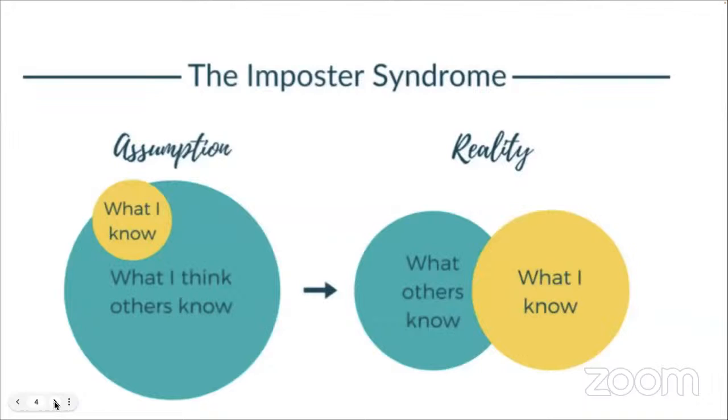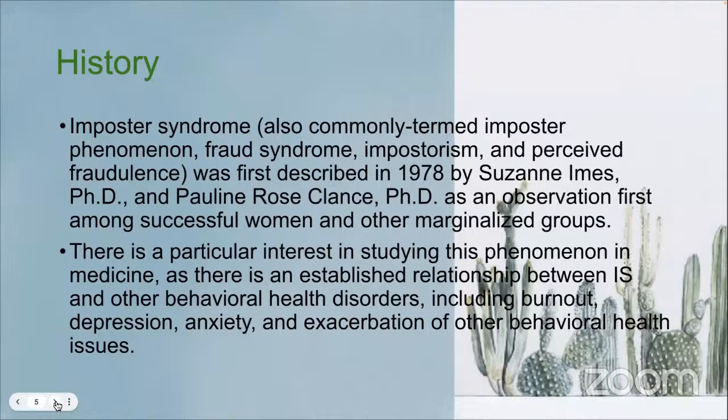This is a chart to sort of explain imposter syndrome. So what is the assumption among the imposter syndrome individual: what I think others know, what I know. They tend to have self-doubt in their knowledge and their skills. They believe other people have more experience, more information, more knowledge than them, which in reality they have the equal amount, or sometimes more knowledge about certain topics. They tend to look down on themselves. Okay, next.